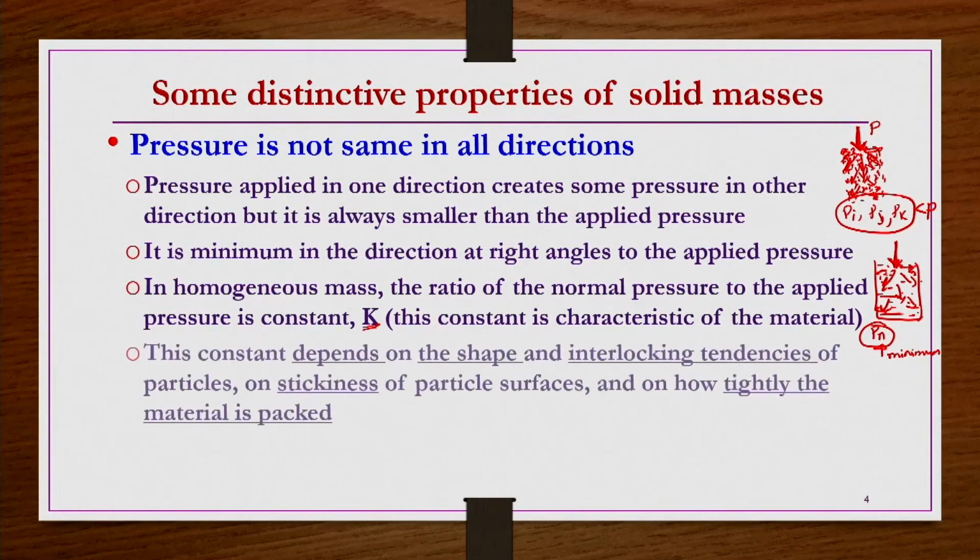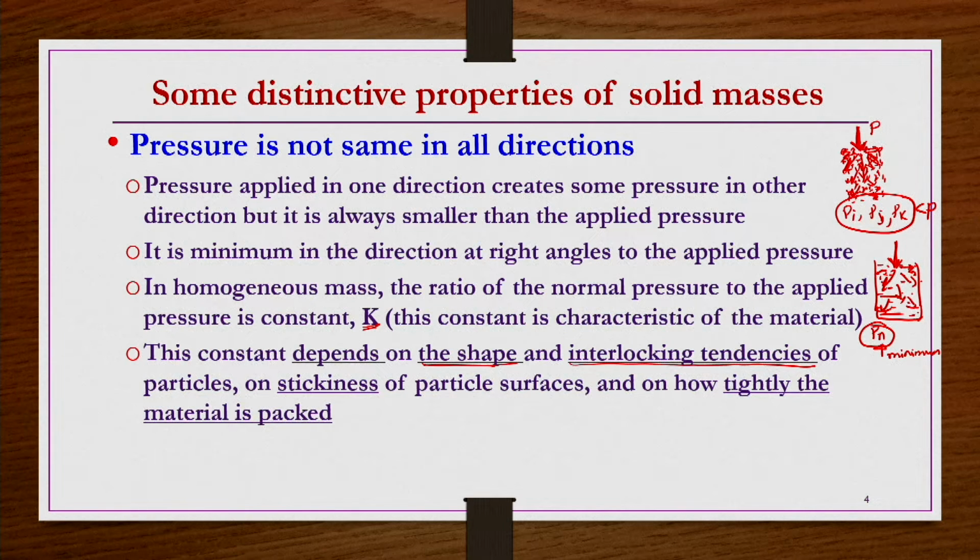Okay. This constant depends on the shape and interlocking tendency of the particles, on thickness of particle surfaces, and how tightly the material is packed. It depends on several kinds of factors. First of all, the shape of the material or the grains you have taken, and then the interlocking tendency of the particles. Some particles easily interlock, some particles do not interlock. That depends on the surface as well as the shape of that material.